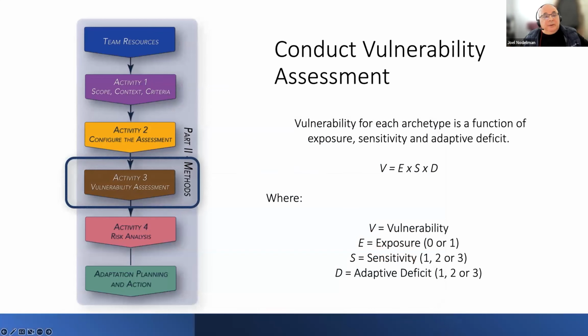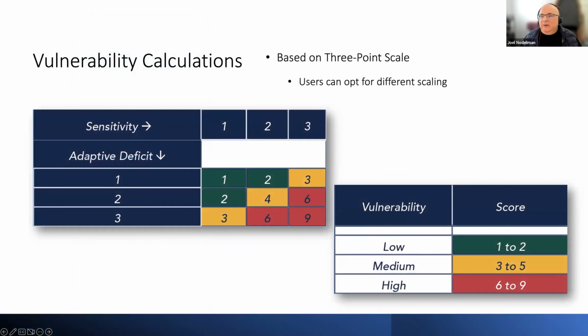We conduct a vulnerability assessment, which is a key part of the work. Vulnerability for each archetype is a function of exposure, its sensitivity and its adaptive capacity. This draws from ISO and from IPCC. So we've developed the equations, and then we get into questions, well, what is vulnerability specifically? How do you measure it?